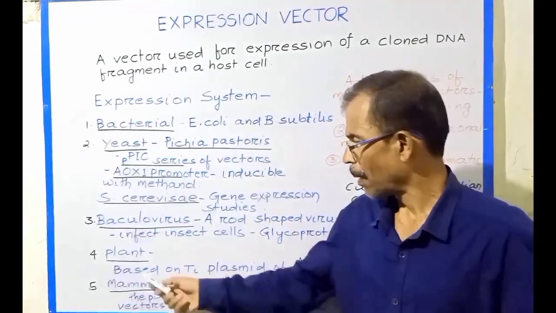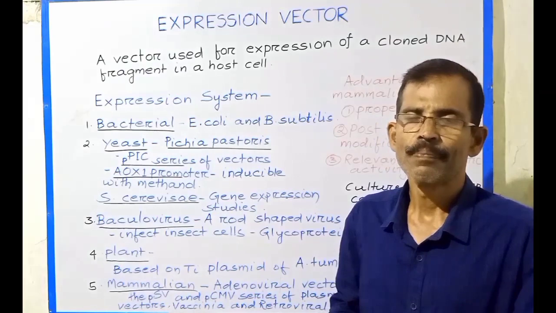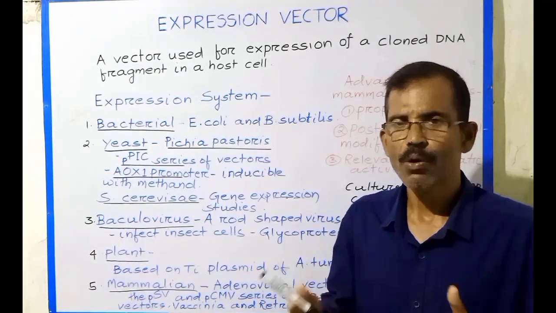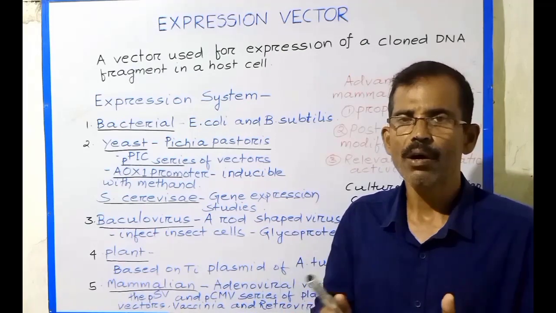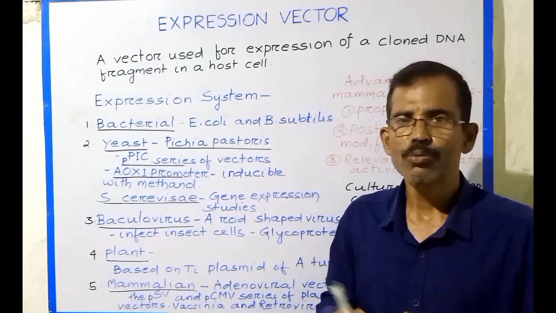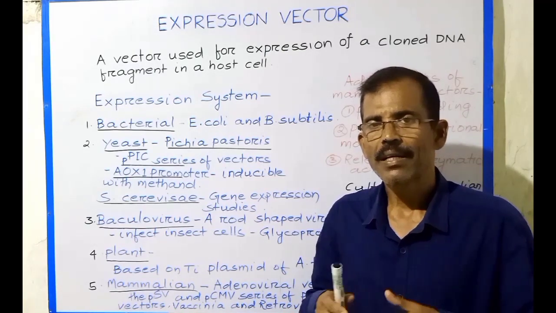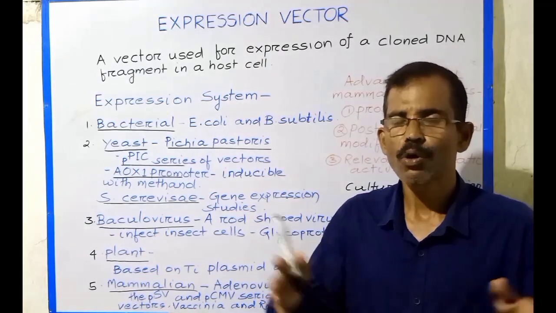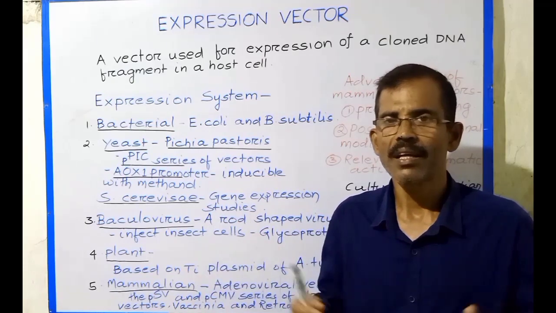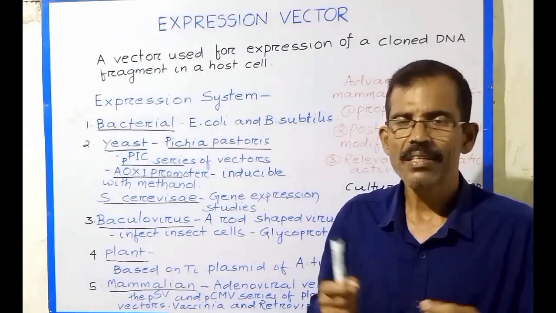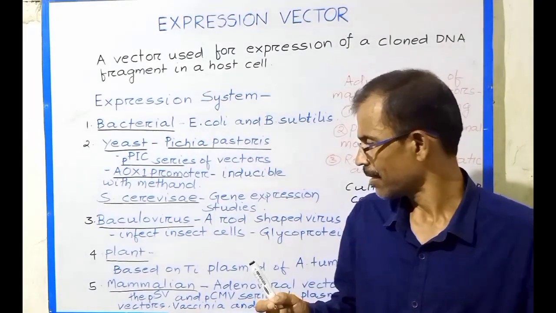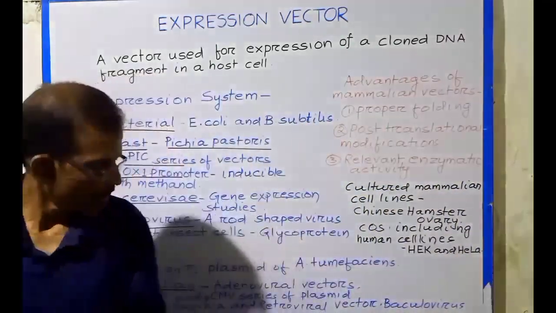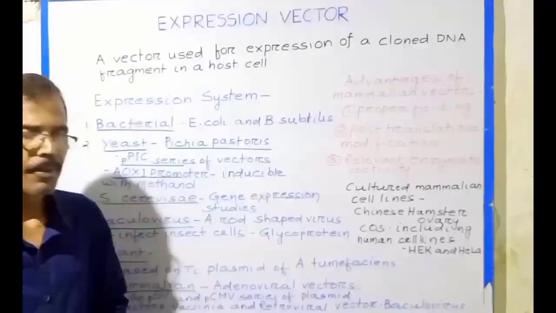Next is plant expression vectors. Many plant expression vectors are based on the Ti plasmid of Agrobacterium tumefaciens. The DNA to be inserted into the plant is cloned into a stretch of DNA called T-DNA that integrates into the plant genome. Last one is mammalian expression vectors.